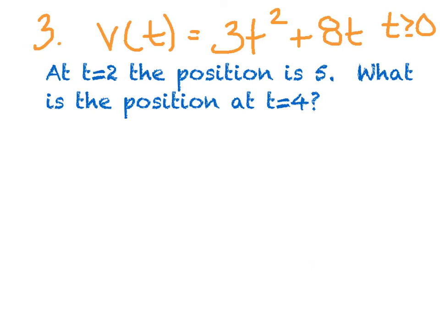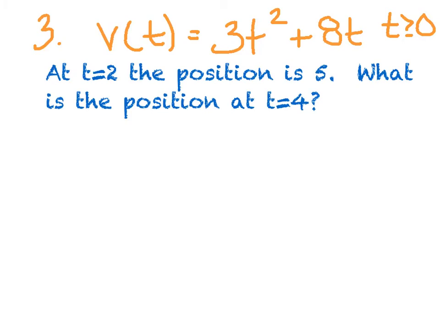All right, question 3 is a pretty common applied position, velocity, acceleration problem. So you'll notice they're telling us the velocity is 3t squared plus 8t for any time greater than 0. At t equals 2, the position is 5. What is the position at t equals 4? So very similar to what we did for our first example.